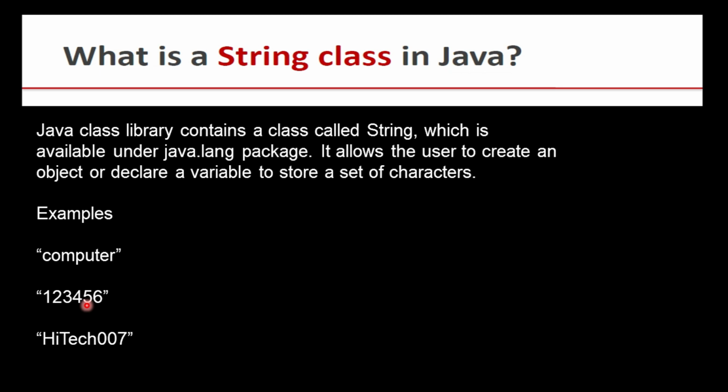string. So a sequence of characters kept in double quotes is called a string. See here, the index position will start from 0, 1, 2, 3, 4, 5, 6, 7. When you count, the total number of characters is 8, but the index position always starts from 0 to the total number of characters minus 1. So remember that.